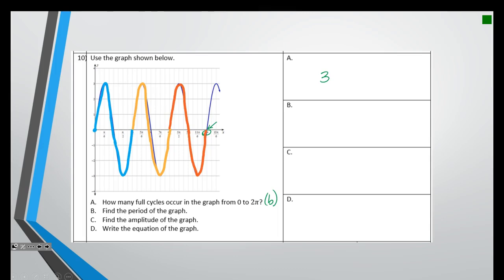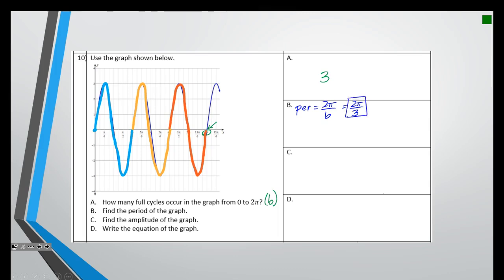So our little formula to find period, if you know what your b value is, you can take 2 pi and divide it by b. So if I take 2 pi and divide it by 3, which is the b value, this right here would be the period of the graph.